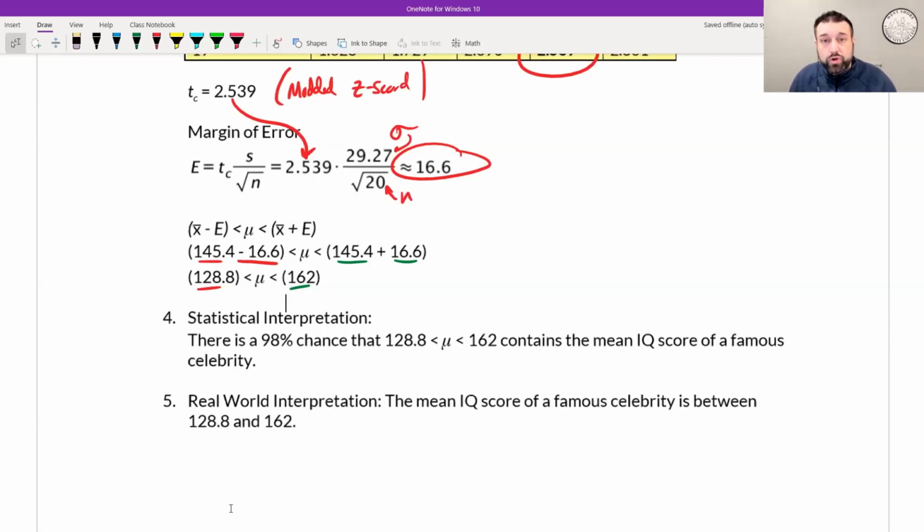Now, again, in the real world, you would leave out the 98% and just say the IQ for famous celebrities is between 128 and 162. Just my opinion. I think the world would be a lot better place if when people made numerical statements, they would include their confidence in that statement. Like if the weatherman said, tomorrow's high is going to be between 50 and 60 degrees, and I'm 95% confident.